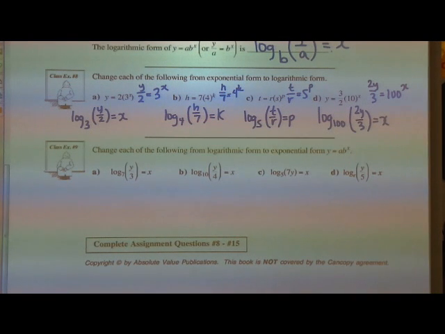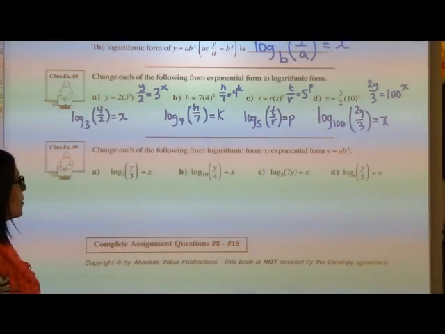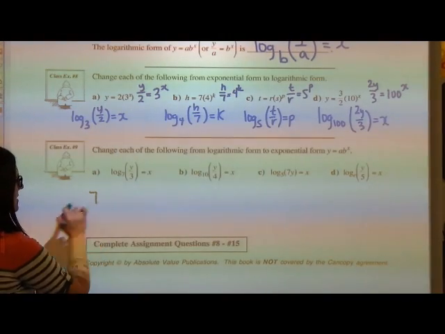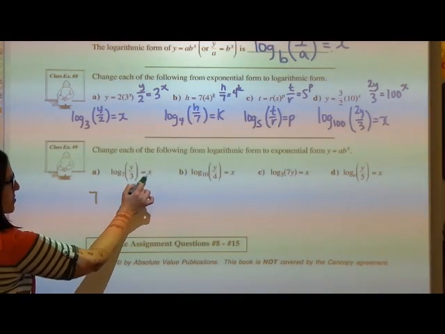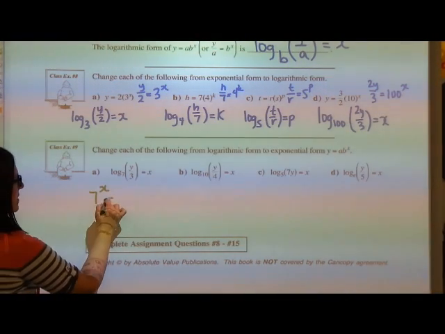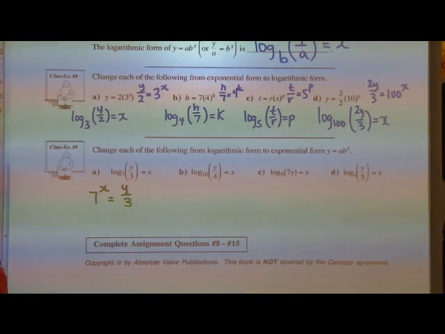In class example number 9, we're asked to go backwards, take the log and write it as an exponent, but then make sure it's written as a y equals equation afterwards. So we'll do class example A first, and then I'll give you time to do the next 3. So when we look at A, when I go to write this in exponential form, the base stays the same. The answer, or in this case, bacon and eggs, the eggs becomes the exponent, and the argument becomes the answer.